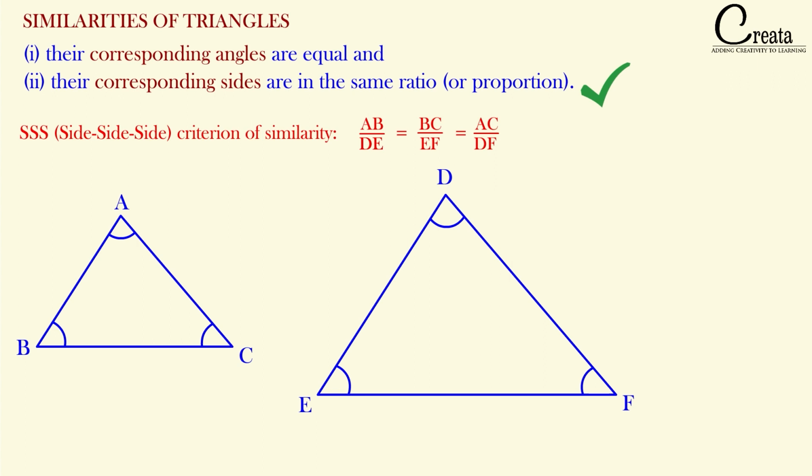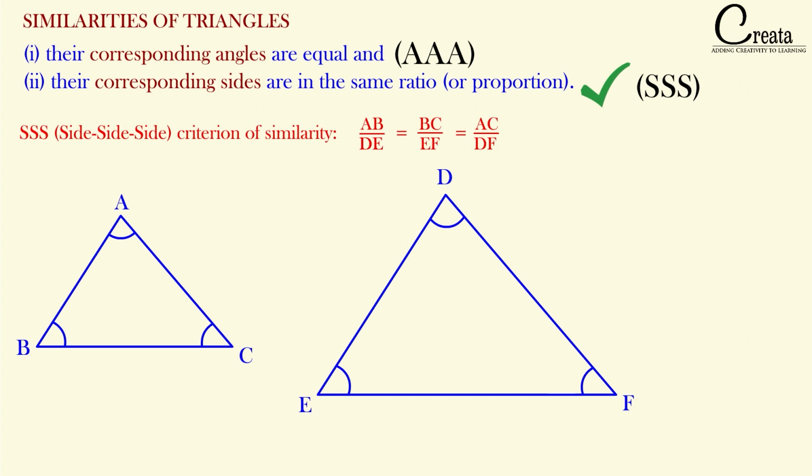So AAA and SSS criteria are basically converse of each other. In the AAA criteria, we only have to check the corresponding angles. The corresponding sides get automatically equal. In the SSS criteria, we only have to check the corresponding sides ratio as equal. The angles get automatically equal. Got it? Both are converse to each other.